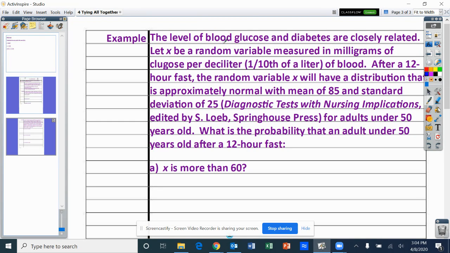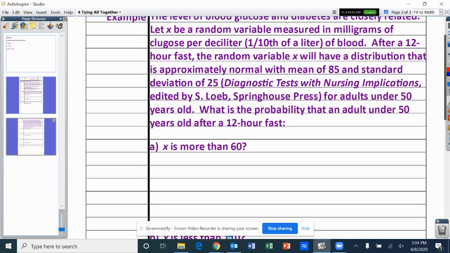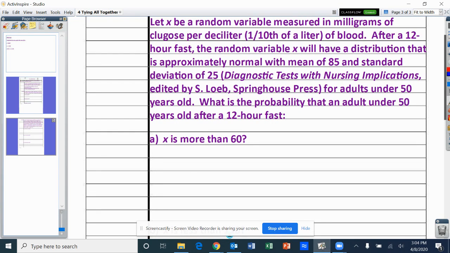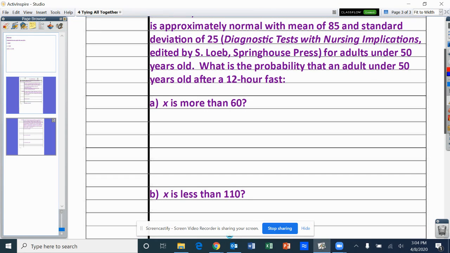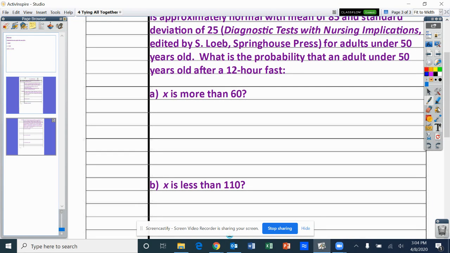So we are talking this time about the level of blood glucose in diabetes and their correlation. If X is a random variable, measured in milligrams of glucose per deciliter after a 12-hour fast, the random variable X will have a distribution that is approximately normal with a mean of 85 and standard deviation of 25. And this is for adults under 50 because once you turn 50, these numbers start to change. So after a 12-hour fast, what is the probability that an adult under 50 years old will have X, as a random variable, be more than 60?